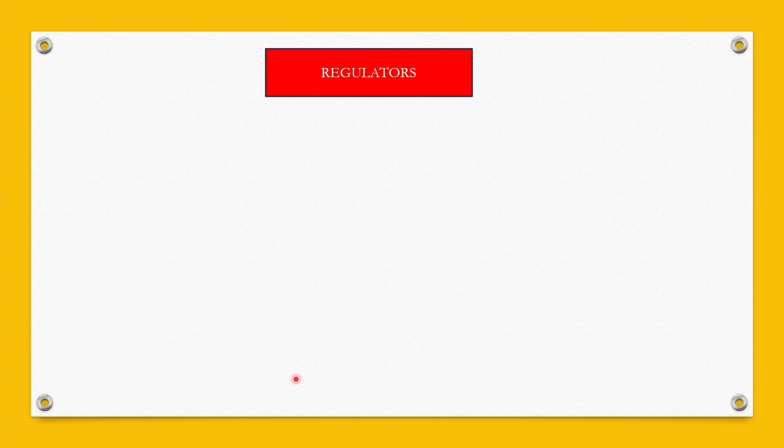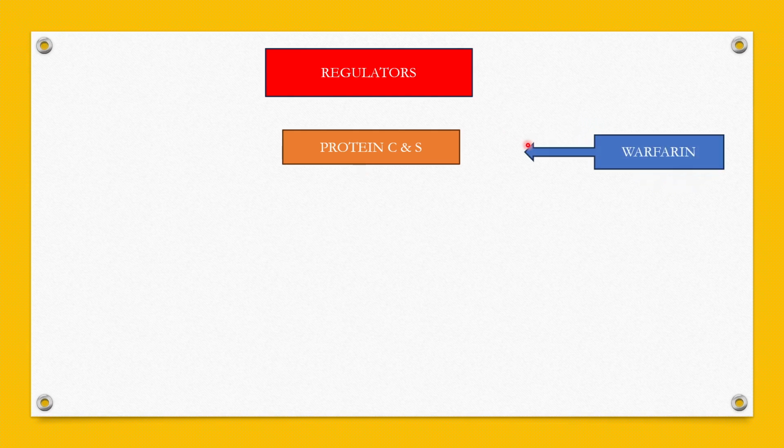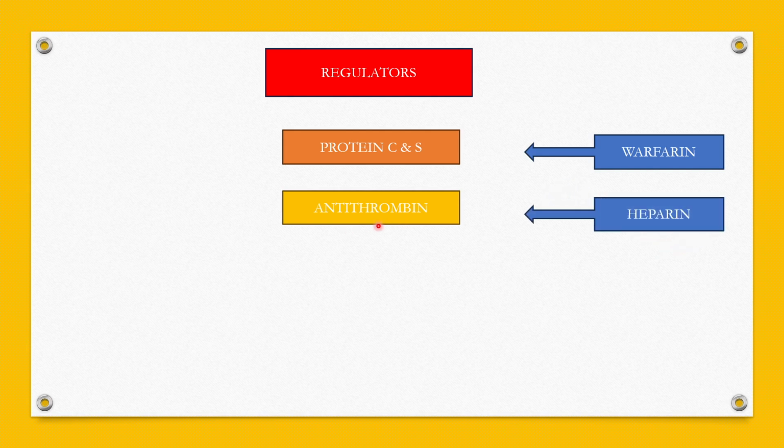Now, when there is a coagulation cascade, there are regulators in the body as well. What are these? Protein C and S are basically anticoagulants. They regulate the excessive coagulation formation. And warfarin inhibits protein C and S. There is another regulator, antithrombin. Antithrombin inhibits thrombin, which is factor 2. And antithrombin is activated by heparin.